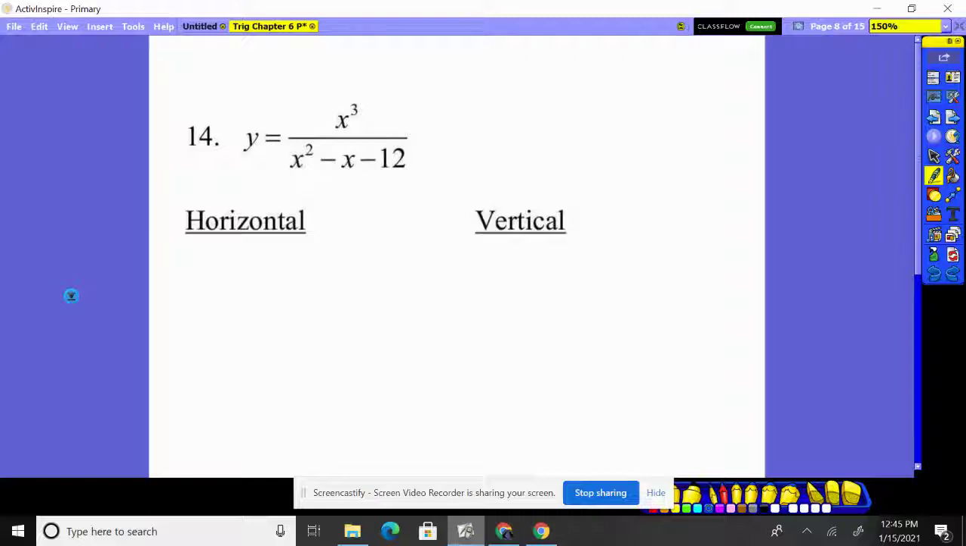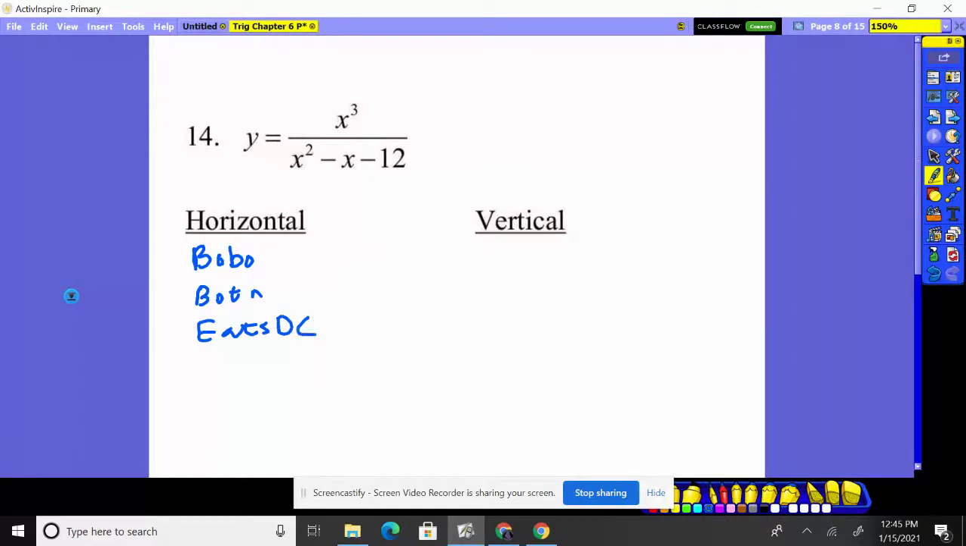Number 14, we have this equation. We want to know where the horizontal asymptotes are, if any, and what about the vertical? Horizontal. Well, we have learned DC Bobo Botten eats DC.